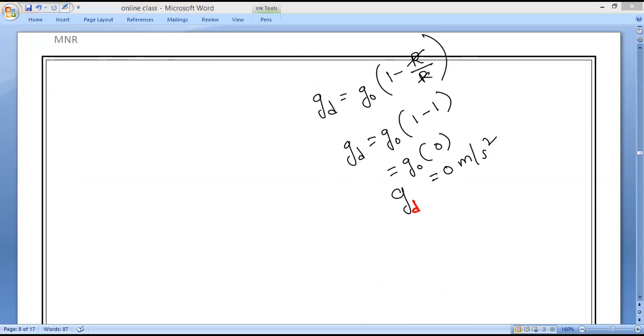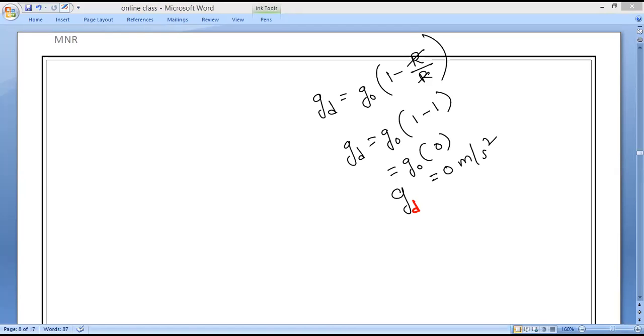Any point where the g value is 0? At the center. So when you keep on going down, is the g value decreasing or increasing? Decreasing, sir. So is the gravitational force inside the earth less than the surface or more than the surface? Less than the surface, sir. Okay.